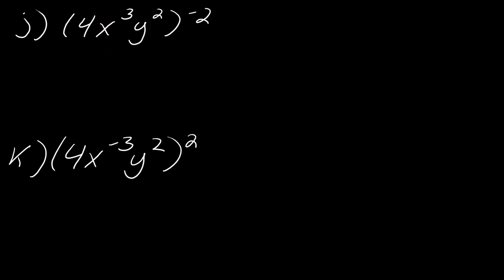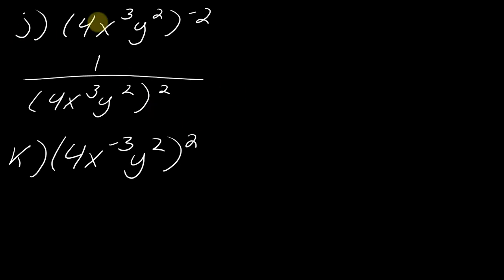So starting with J here, one way that I could handle this is I could just deal with the fact that I have this negative exponent. So I could just take my entire set of parentheses and just take this entire set, right? What does the negative exponent mean? It means send everything to the bottom.